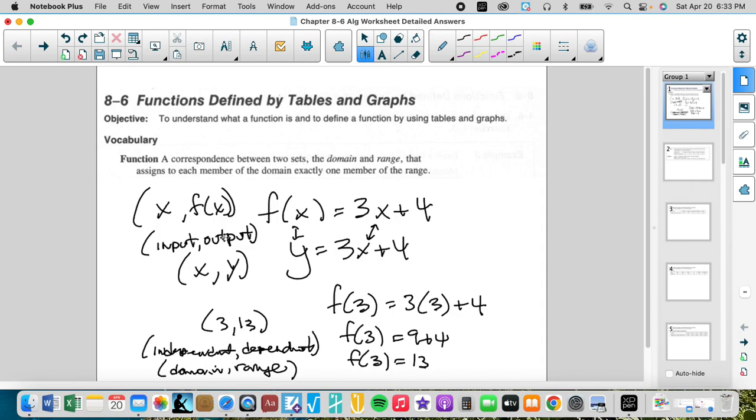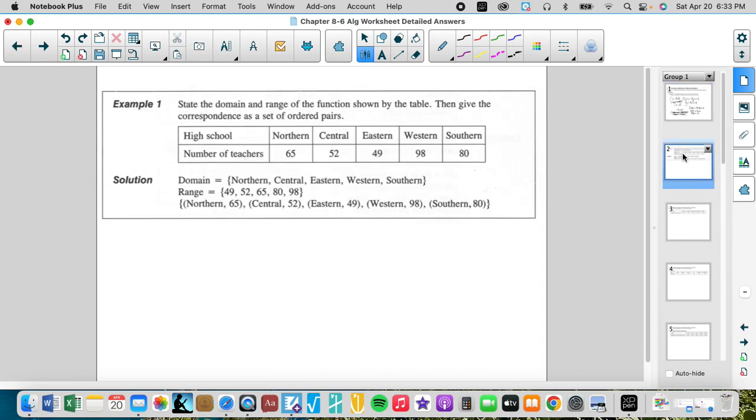Range is our output. State the domain and range of the function shown by the table. Then give the correspondence as a set of ordered pairs. So this is going to be my domain. This is going to be my range. This is going to be my x. This is technically my y or my f of x, however you want to notate it. That's my input. This is my output.